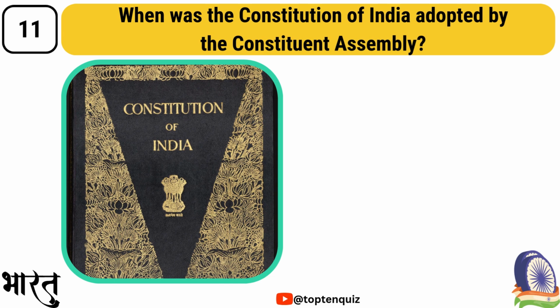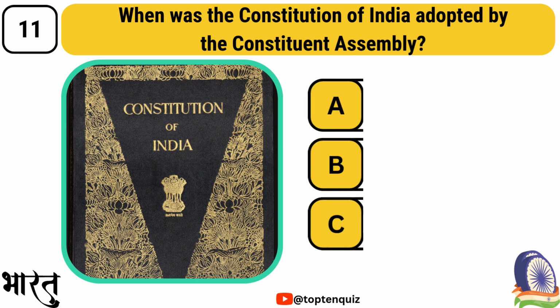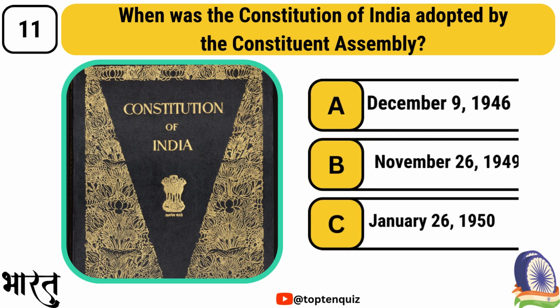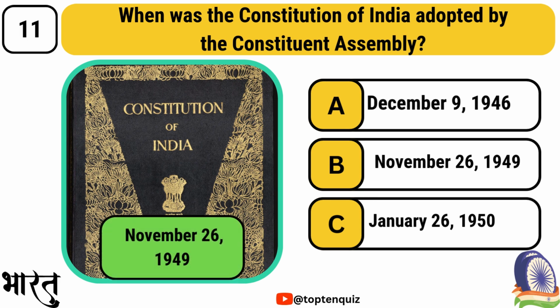When was the Constitution of India adopted by the Constituent Assembly? Option A December 9, 1946, option B November 26, 1949, option C January 26, 1950. The answer is November 26, 1949.